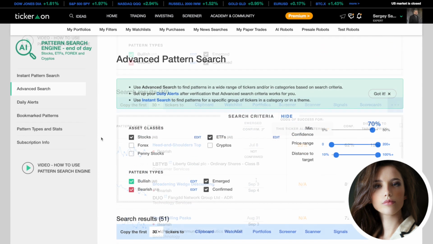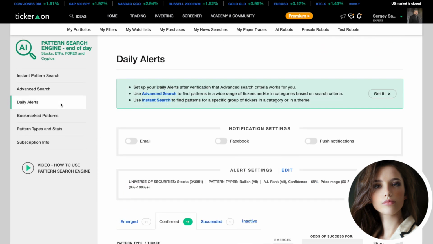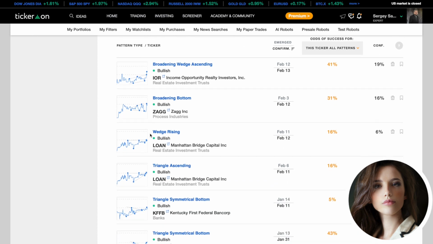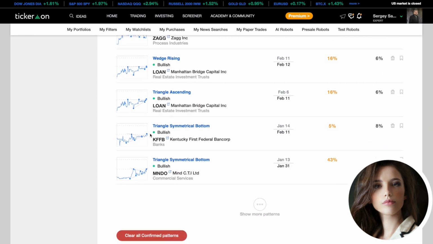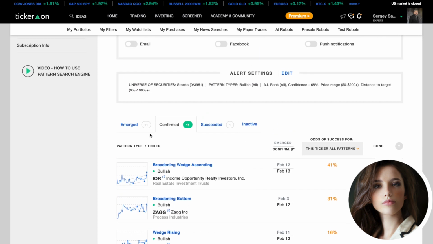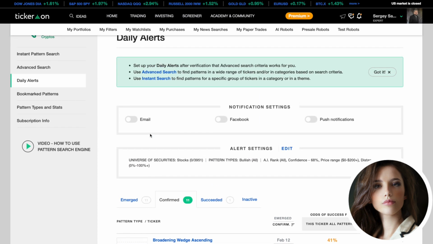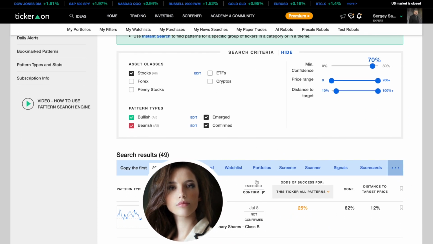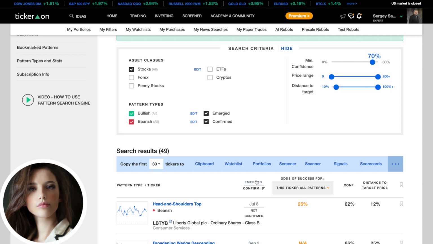You can also use the daily alerts to notify you instantly whenever there's a new pattern. Daily alerts are one of my features that allow you to set alerts for stocks that fit your criteria. You can do that in the daily alerts tab and choose to receive them by email, Facebook, push notifications, or all three. As you can see, there's a little blue bar above the list of stocks.